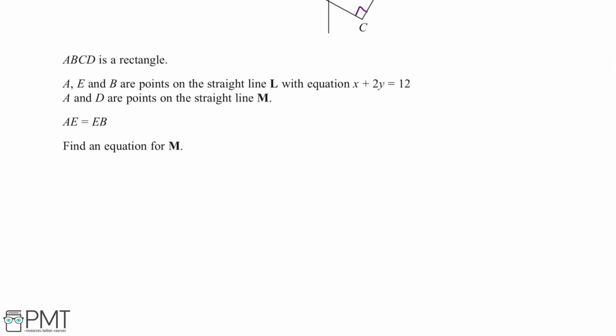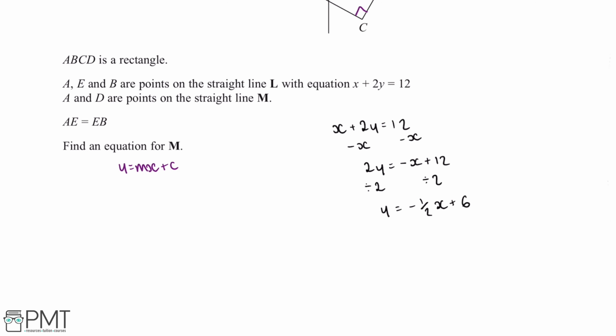So we've been given the equation for the straight line L, however it's not in the correct form, which is y equals mx plus c. So we can rearrange this equation to make y the subject. So we can first minus x from both sides, which gives us 2y is equal to negative x plus 12. And then we can divide both sides by 2. And this gives us y is equal to negative a half x plus 6. And we get 1 mark for writing the correct equation.